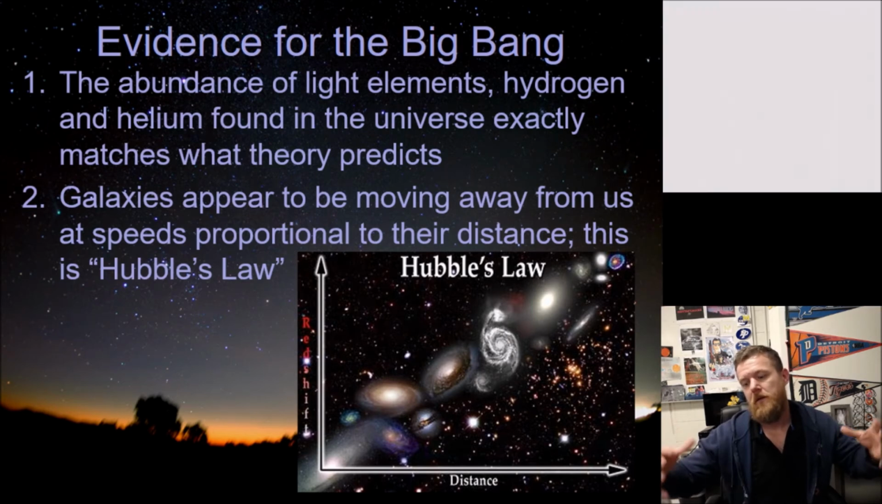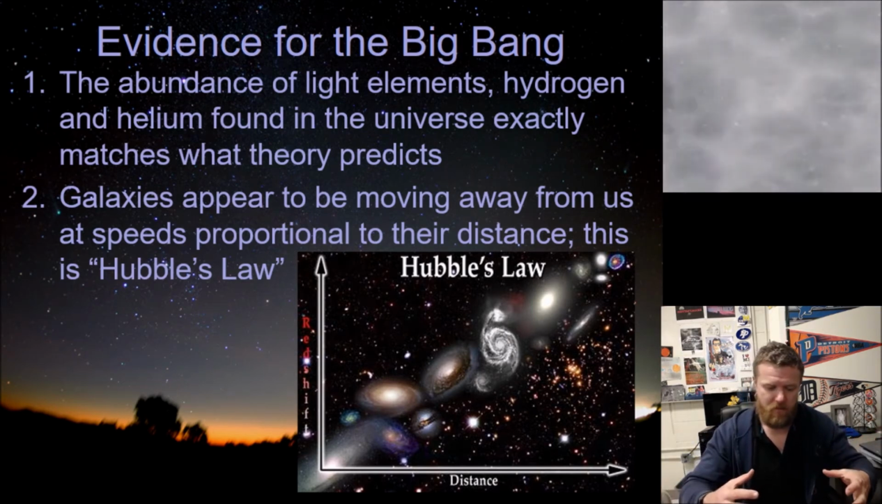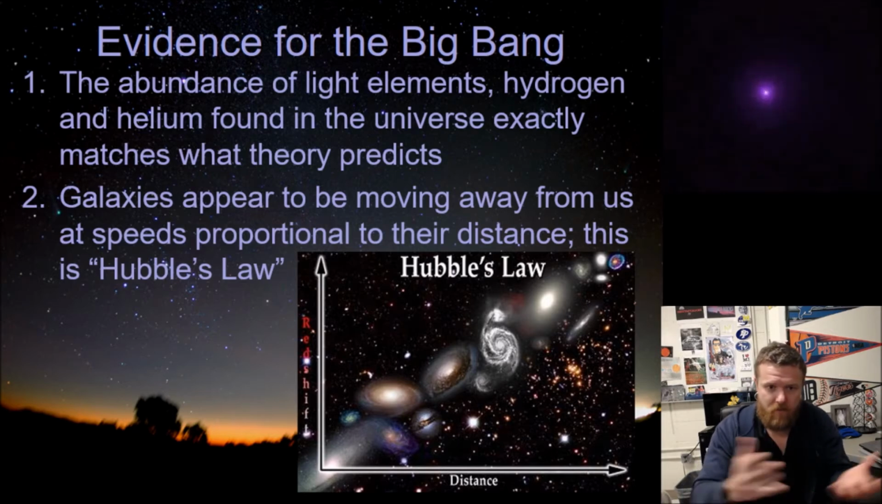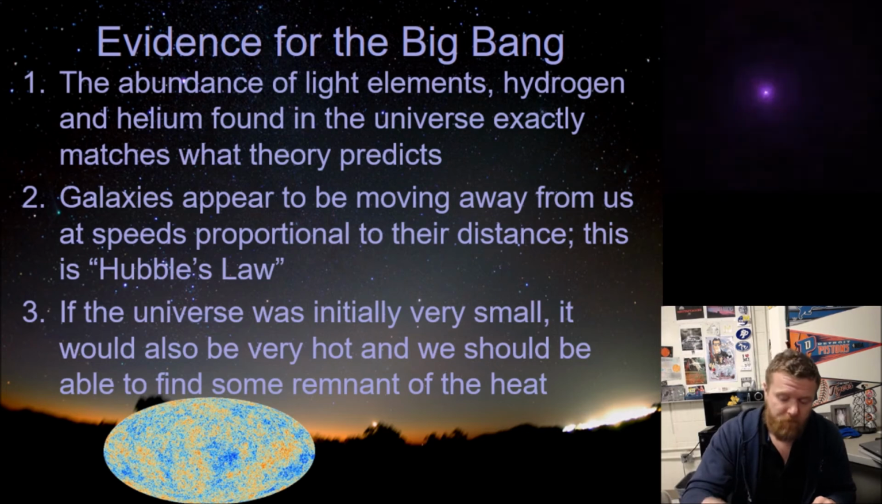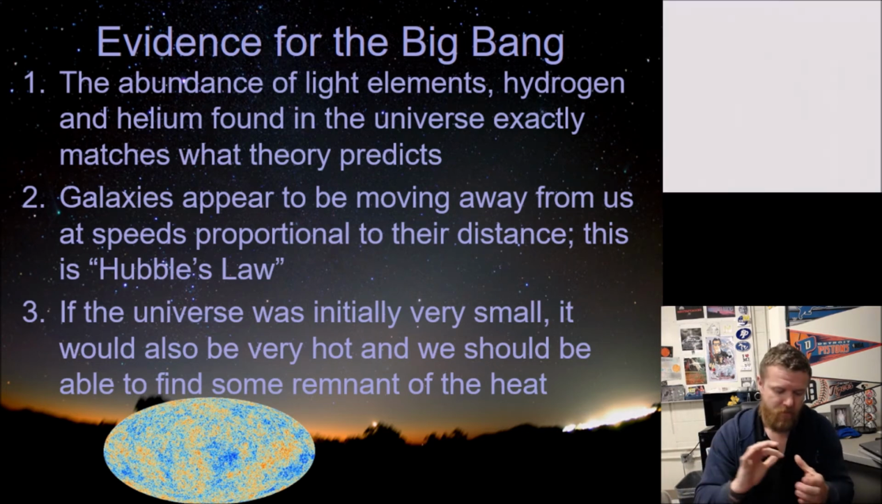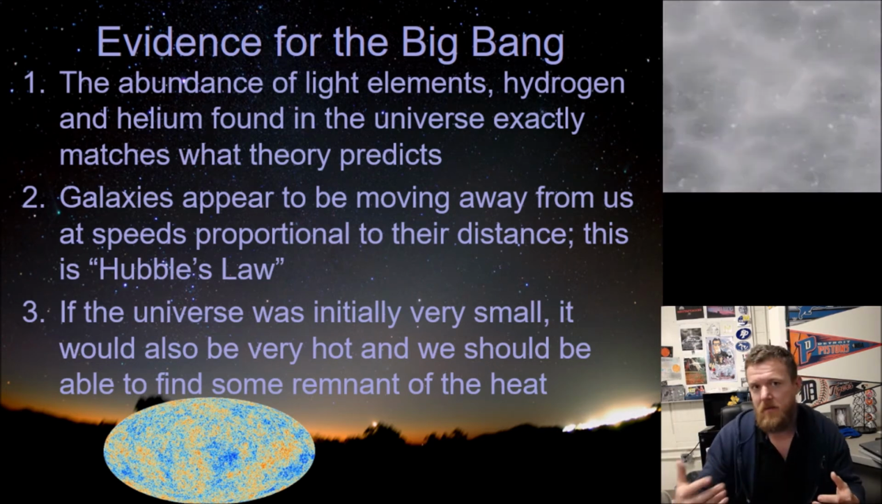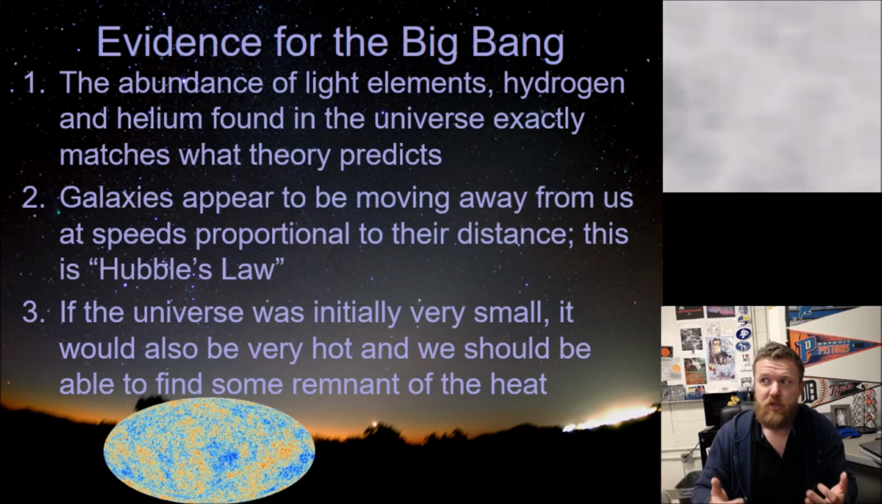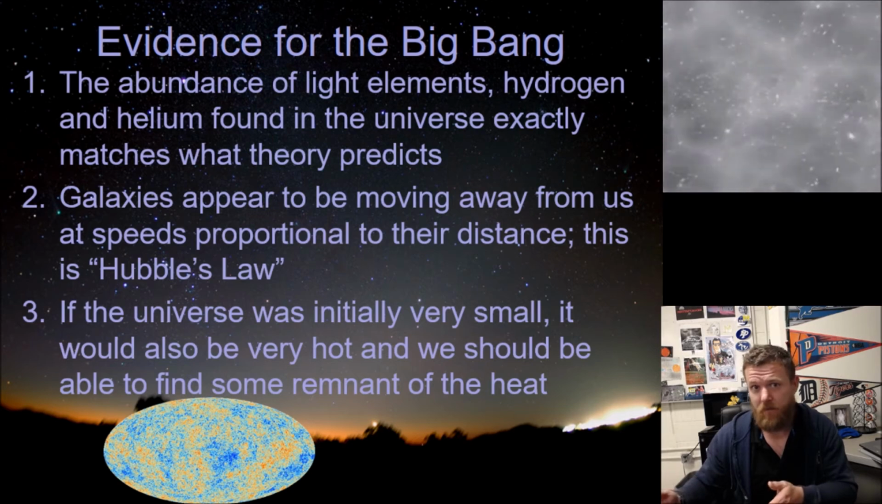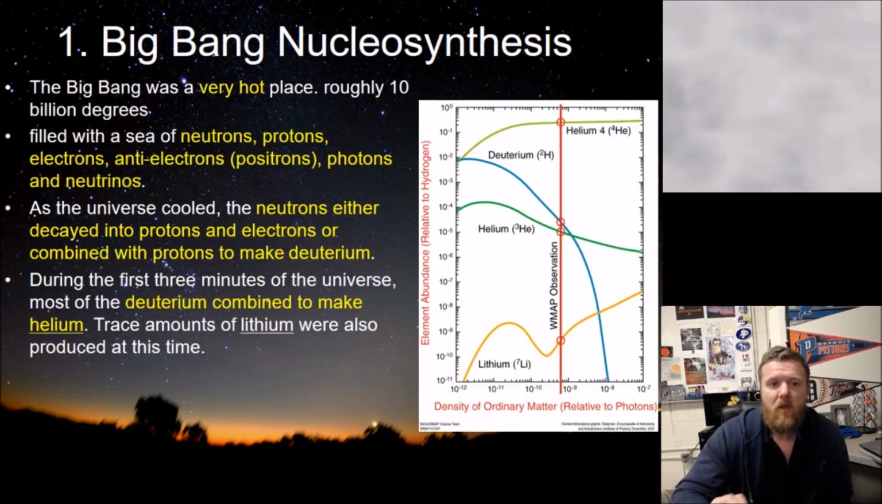Logic tells us that yesterday they were closer, last week they were closer, last year they were closer. You just go back far enough and you get everything at the same place. And number 3, if the universe used to be very small and dense, that means it also would be very hot, just like the core of a star, which means we should be able to find some of that leftover heat. Let's go over each one of these.